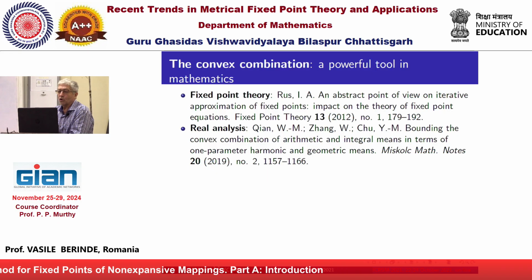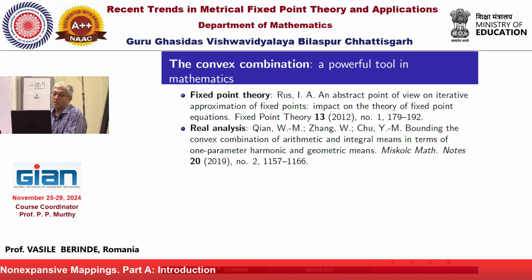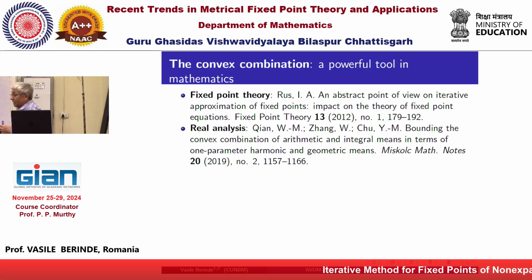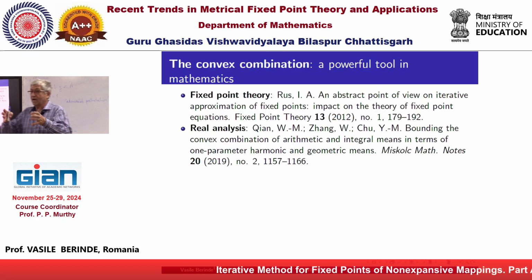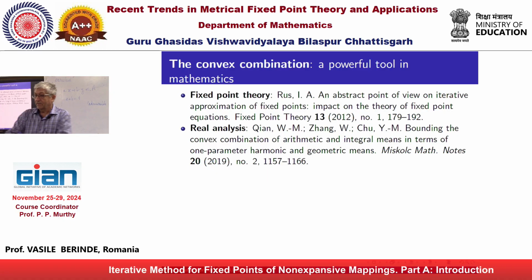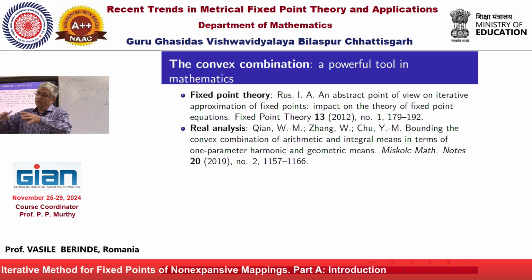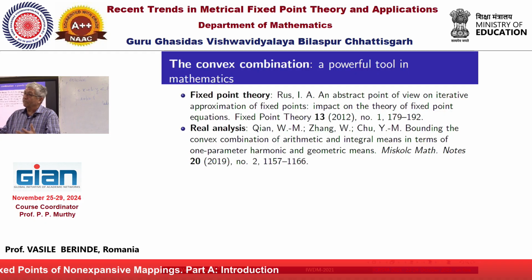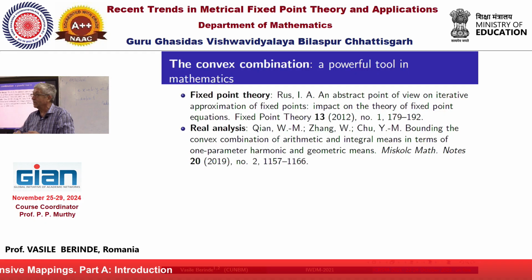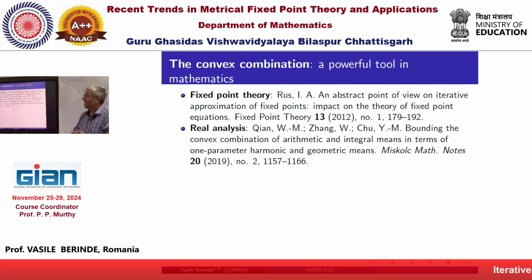Then I draw your attention to real analysis. This recent paper, bounding the convex combination of arithmetic and integral means in terms of one parameter and geometric means, is exactly what I said yesterday. We have two mathematical objects, and if we compute the average, the mean of these objects, what results in general is a better object, a new object, and sometimes, as I'll show today, a very important new mathematical object.